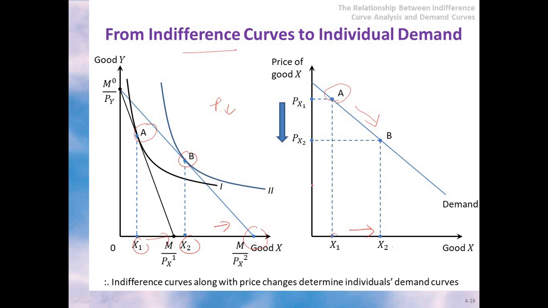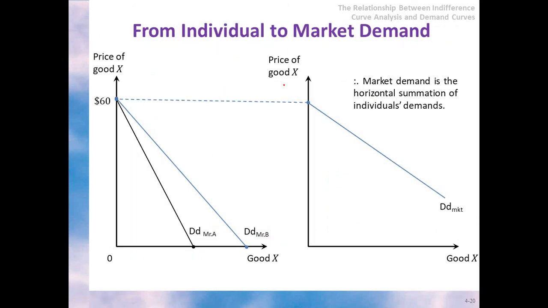So what is being explained here is that the indifference curve along with the price changes determine the individual demand curve. What explains the demand curve for an individual is the indifference curve of that person. So this is individual demand. How about the market demand? Because what we learn in chapter 2 is market demand, not individual demand. From individual demand, you can see that it becomes a market demand.